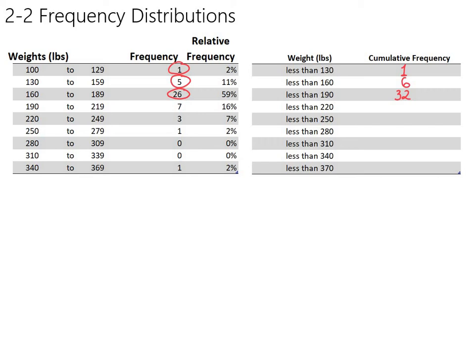Say less than 220 adds on seven more to what we already had, so that'll be 39. Less than 250 gets another three in there, so we go up to 42. And then less than 280, there's one more president that gets included now, so that's 43. Then we get our two empty classes, which don't add anything, so it's also true that 43 presidents weighed less than 310, and 43 presidents weighed less than 340. And so that was adding in those zeros. And then we finally get President Taft here, our outlier. But there were 44 presidents that weighed less than 370 pounds.